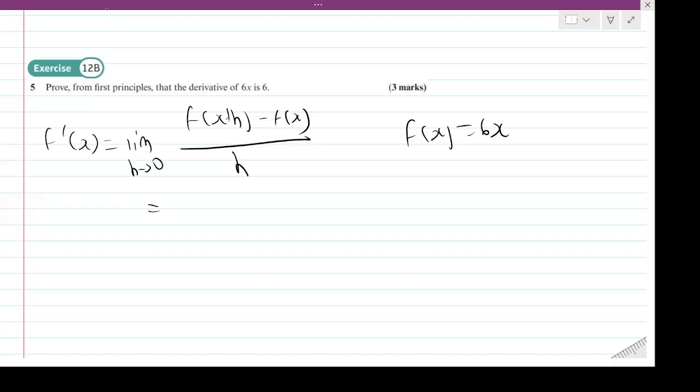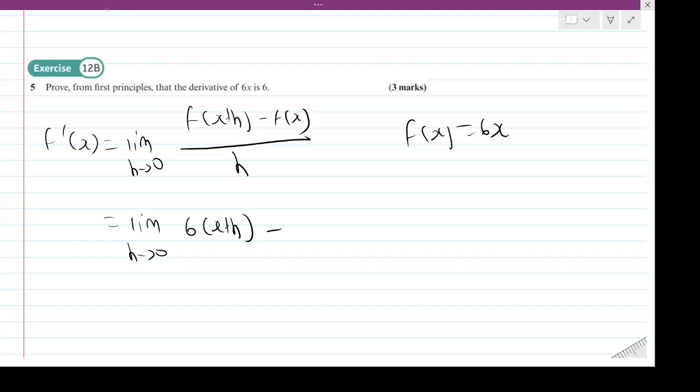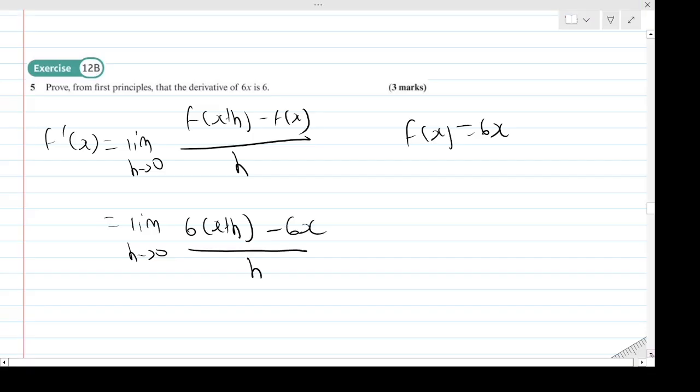Yeah, do not forget that bit as well. It's when h tends to 0, right? Okay, so my function is 6x, so f of x plus h is going to be 6 lots of... so lim as h tends to 0, of f of x plus h, which is 6 lots of x plus h. Remember, because I'm changing my input, it's not x, it's x plus h into here. Then minus f of x, that's just minus 6x, all over h. Right, cool.